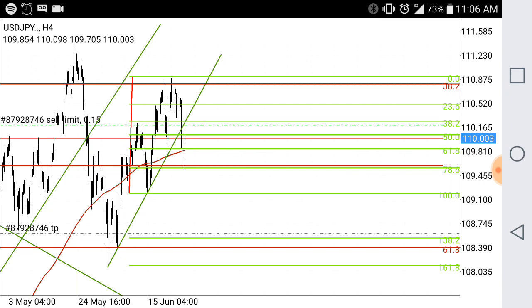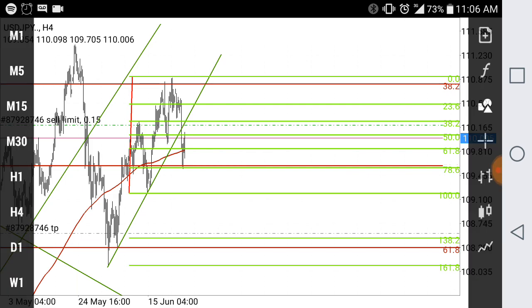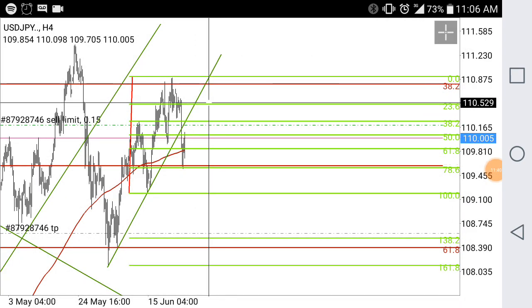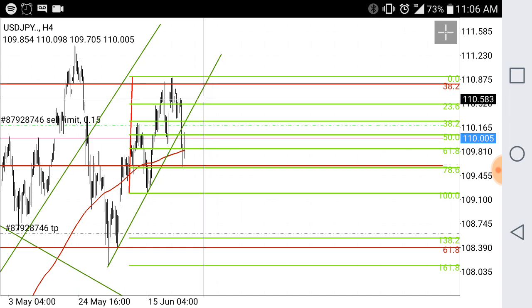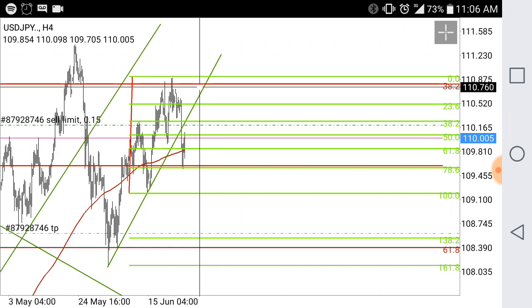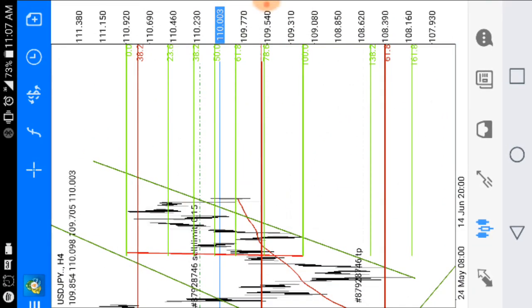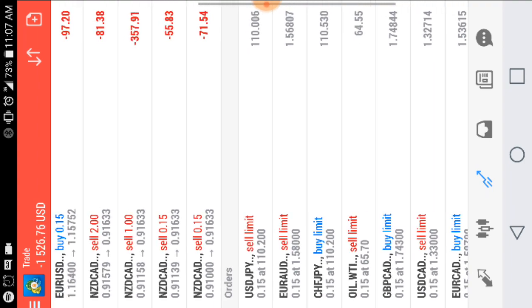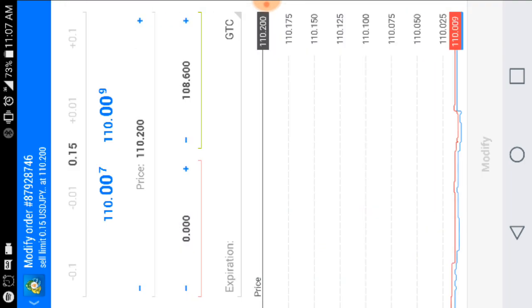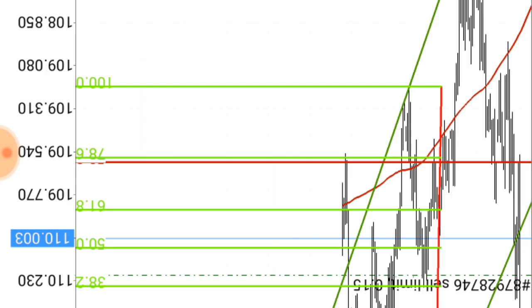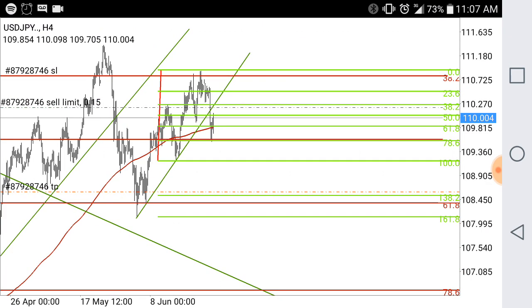Okay, and my stop loss is going to be at the 23.6 level. So let's measure what that is. The 23.6 is going to let me know that price has gone too high. You can see there may be some fake outs, so let's raise our stop loss to 110.8. Yeah, I'm going to do 110.8. So there's our stop loss.